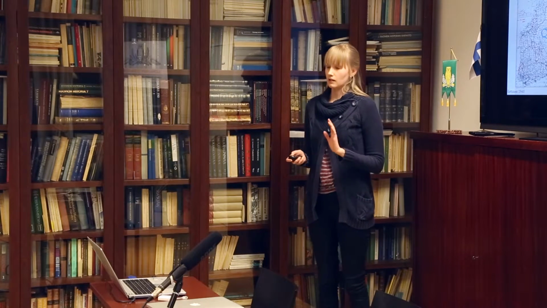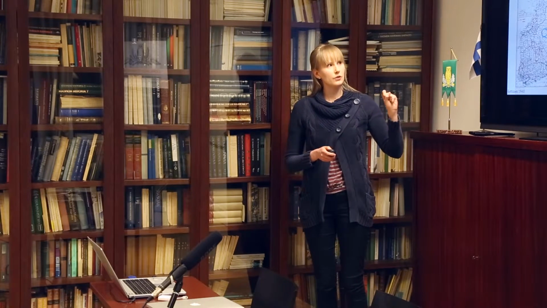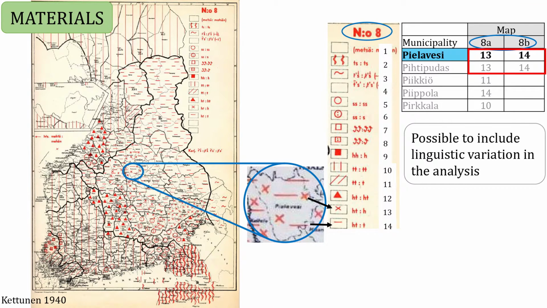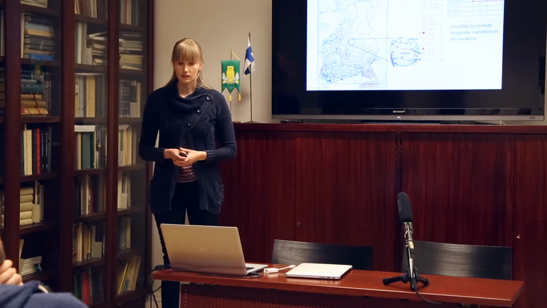And one thing to note from this is that with this kind of coding and with the methods we want to use, it's possible to take into account the variation within a municipality. Often in quantitative analysis, you choose just one column here, but as you see, there is variation within municipalities linguistically, and this way it's also possible to take it into account in the analysis. And we think this is a great asset to have here.